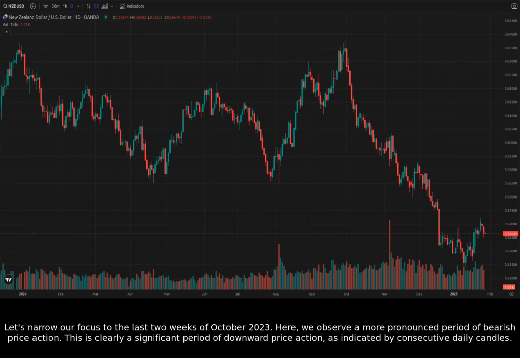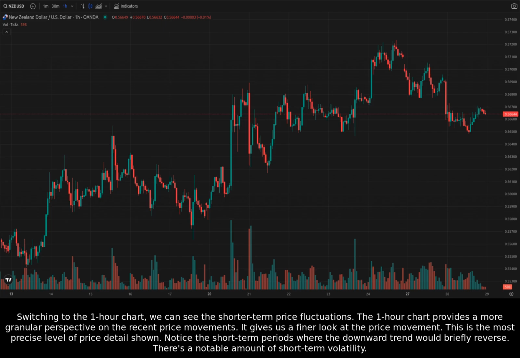Here, we observe a more pronounced period of bearish price action. This is clearly a significant period of downward price action, as indicated by consecutive daily candles. Switching to the 1-hour chart, we can see the shorter-term price fluctuations. The 1-hour chart provides a more granular perspective on the recent price movements.